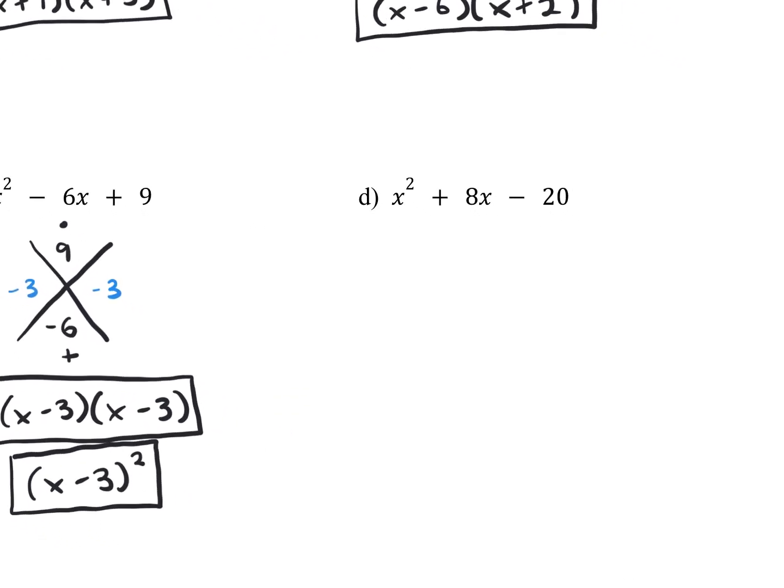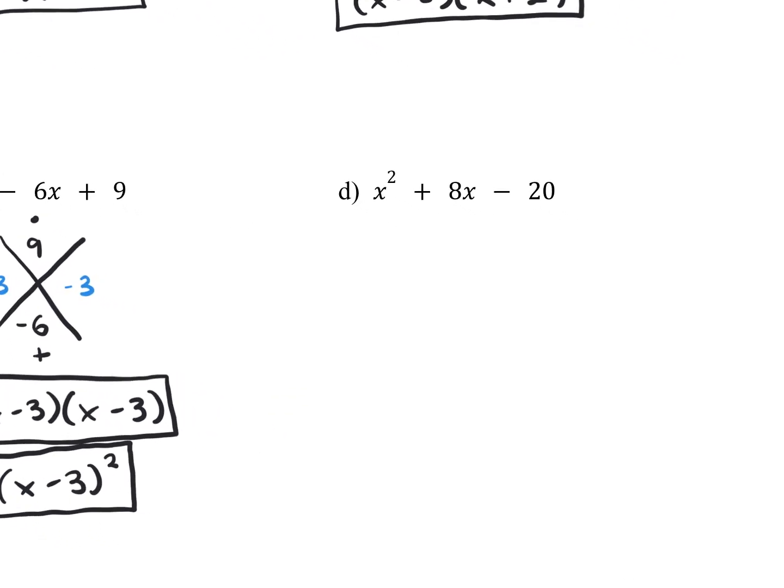All right, now let's look at this last one here. x squared plus 8x minus 20. So negative 20 is our c value, positive 8 is our b value. So I know that one of the terms must be negative and one must be positive to have a negative product, but the larger number should be positive because the sum is positive.